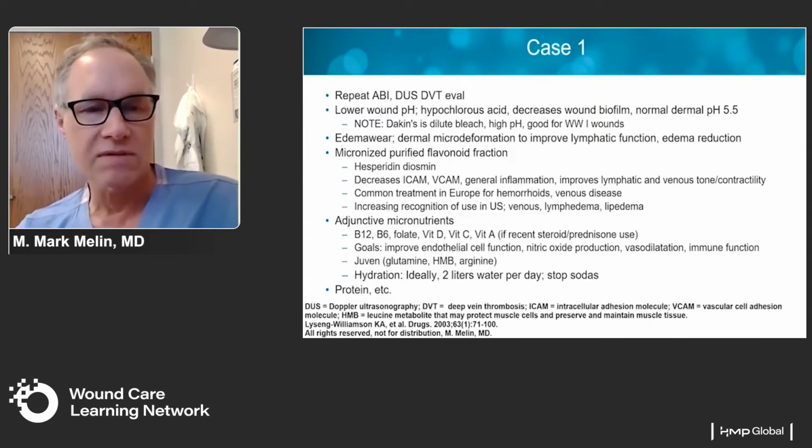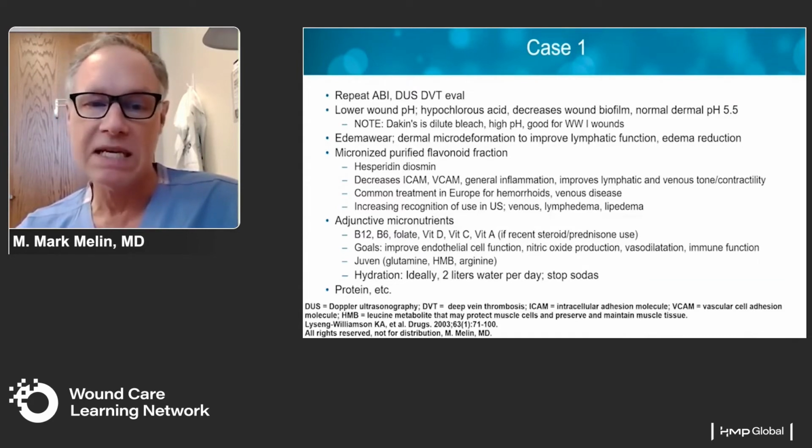And we also use extensive adjunctive micronutrients such as micronized purified flavonoid fraction, which is a component of hesperidin and diosmin, which decreases inflammatory markers and significantly improves lymphatic function as well as venous tone. Our additional adjunctive micronutrients to improve endothelial and nitric oxide production include B12, B6, folate. We use high-dose vitamin D, vitamin C to improve collagen production. And if the patient's been on recent steroids or prednisone, we'll use a short 10-day course of vitamin A. And then we'll also use glutamine, hydroxymethylbutyrate, and arginine, which is a component of a prepackaged nutritional supplement.